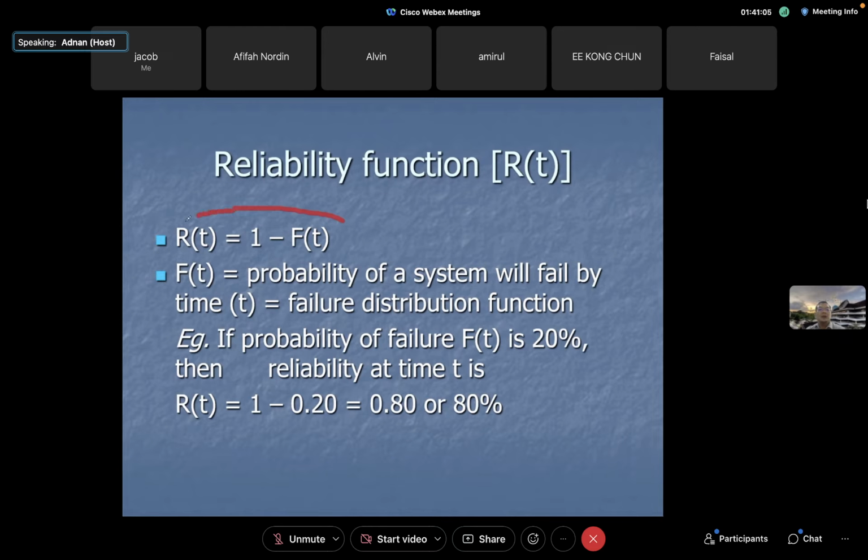Reliability is equal to 1 minus F(t). F(t) is failure, so reliability is 1 minus failure. F(t) is the probability the system will fail by the time t. For example, if the probability of failure is 20%, you are going to have reliability of 80%. Remember, reliability is a function of failure.